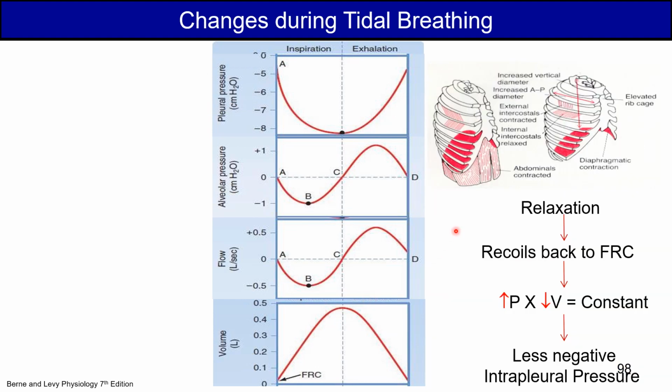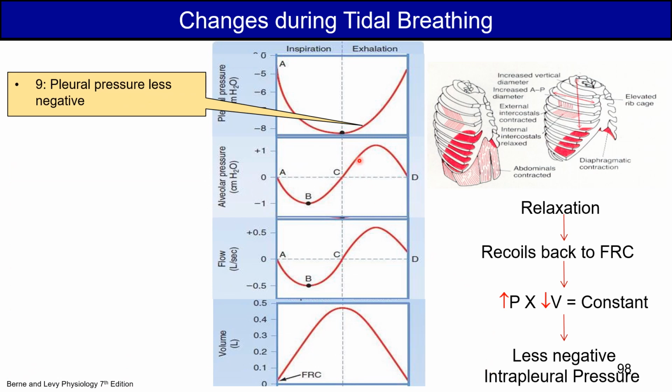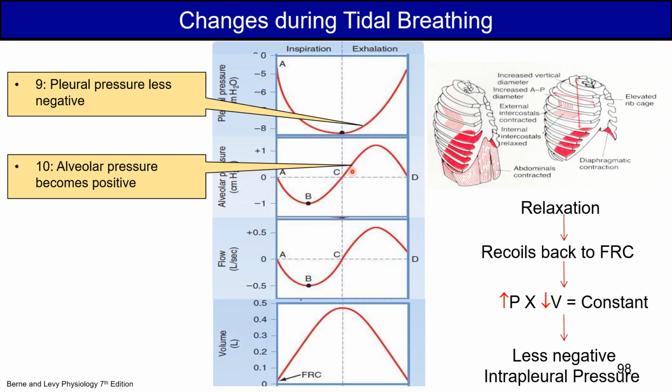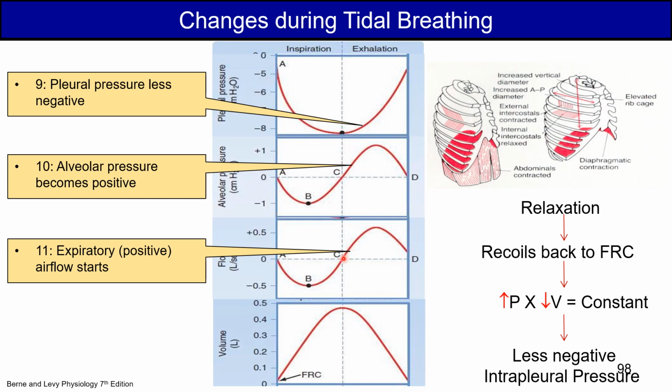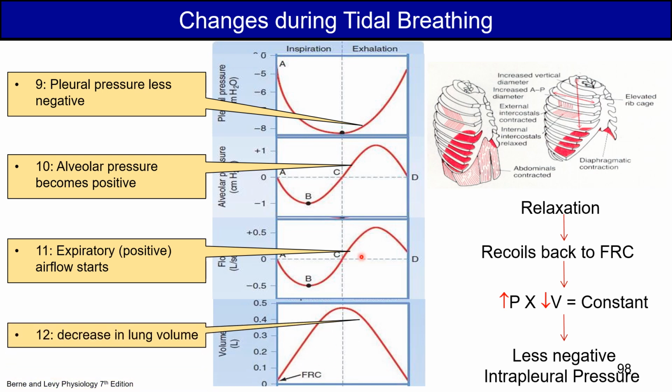During expiration, the inspiratory muscle is going to relax. The lung is going to recoil back to FRC, and this will cause a diminution in volume and therefore an increase in pressure. This increase in pressure will cause less negativity of the intrapleural pressure, and therefore the pleural pressure becomes less negative. The alveolar pressure becomes positive. The expiratory flow starts occurring and the lung volume starts decreasing.